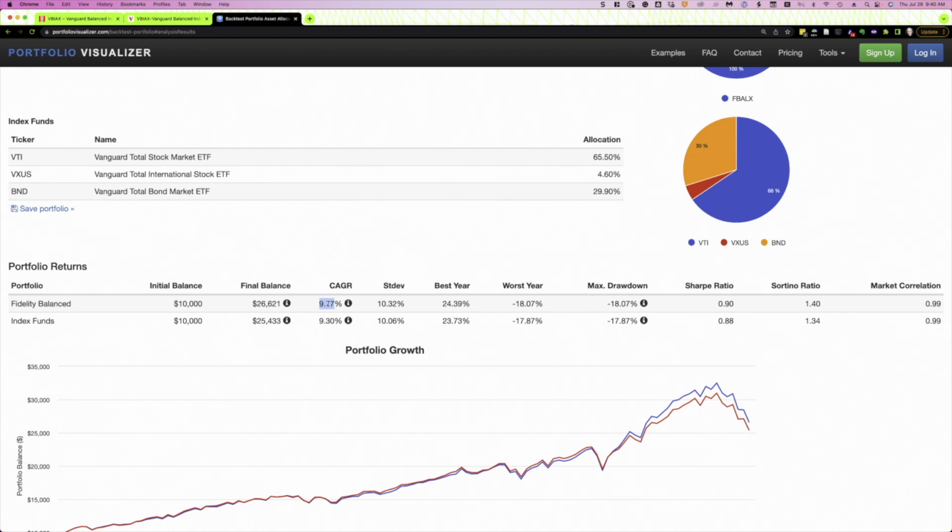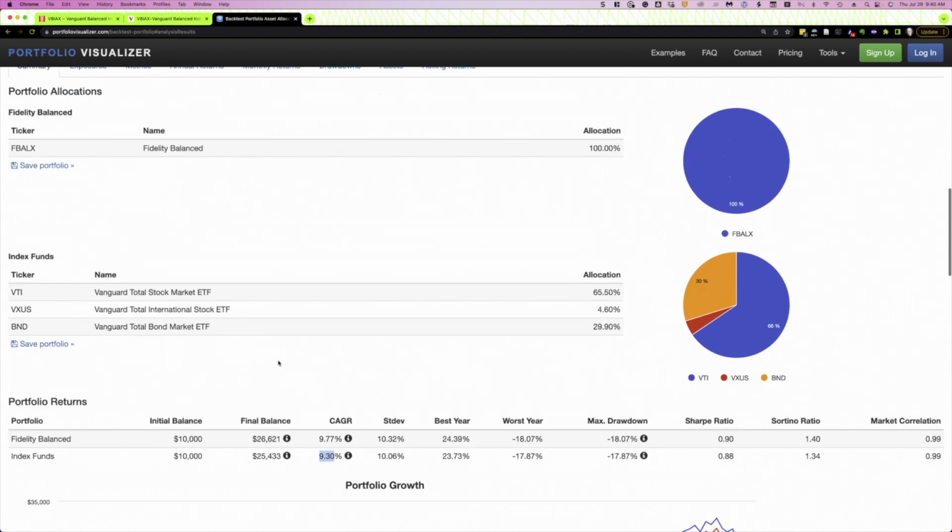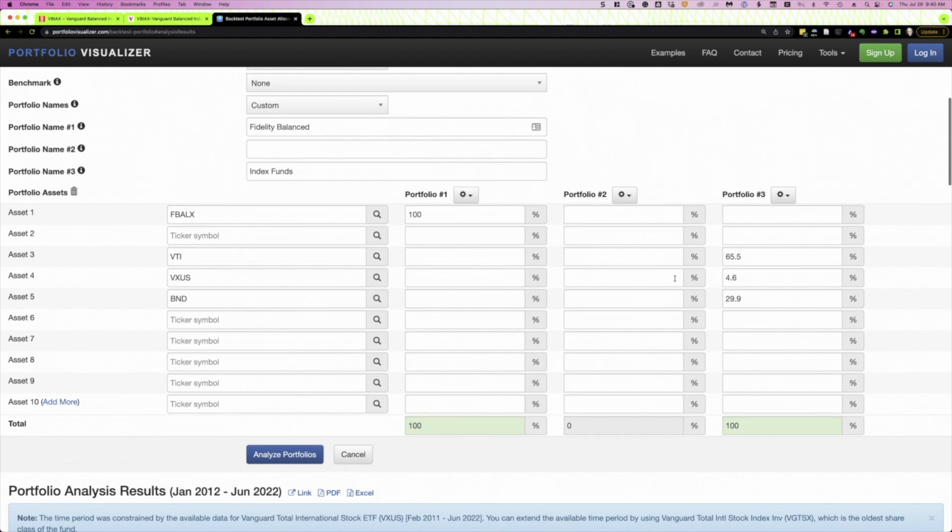9.77% compound annual growth rate, and again, that's after the expense ratio, versus 9.3 for my made up index fund version of the Fidelity Balanced Fund. Now, when I saw those numbers, I thought, well, it's awfully close, but is this a fair comparison? And it turns out that it's not, for at least two reasons, and I want to show you that.